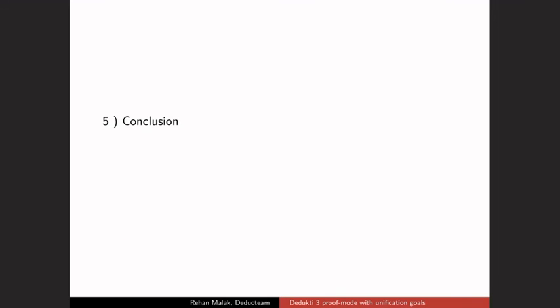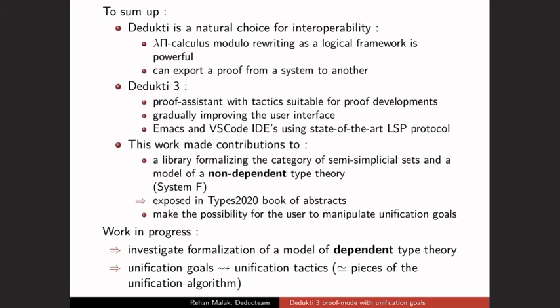So let's conclude. Deductive is a natural choice for interoperability because it relies on the lambda-pi calculus modulo rewriting, which is a simple but powerful logical framework. Deductive can export proofs from one system to another. Deductive free is a proof assistant with tactics suitable for proof development. Its user interface is gradually improving. And the Emacs and VS Code integration uses the state-of-the-art LSP protocol.